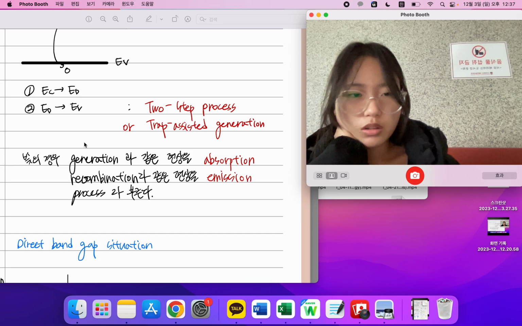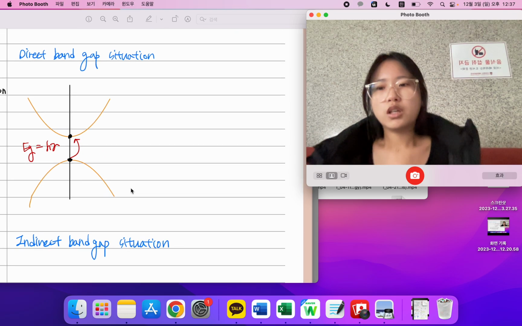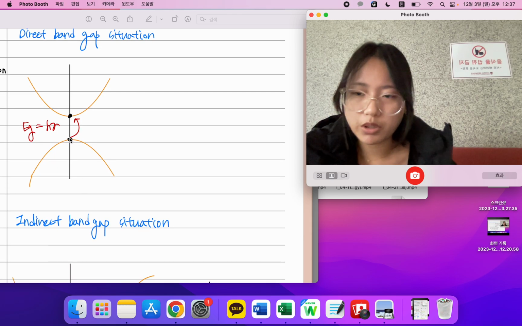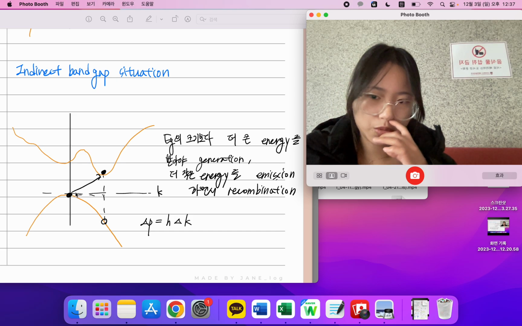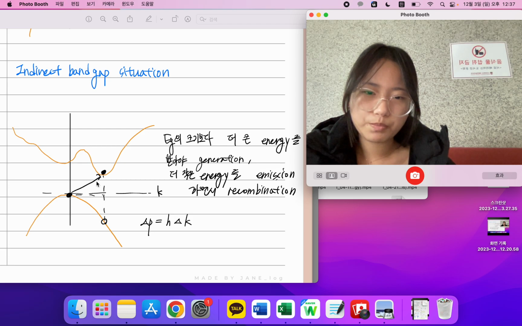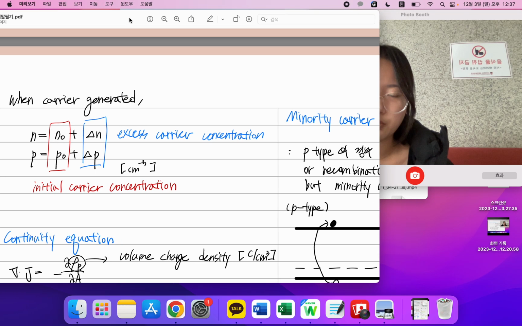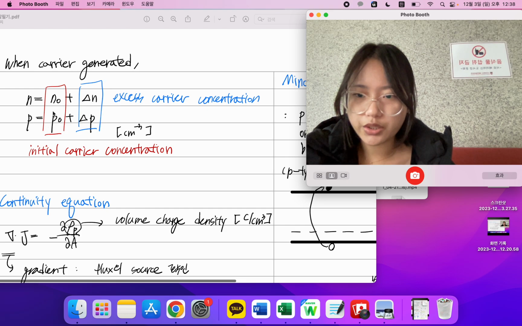So for light, generation is an absorption process and recombination is an emission process. If I have the direct band gap situation, then the mobile carrier moves from the valence band to the conduction band directly. But in the indirect band gap situation, the mobile carrier doesn't move directly from the valence band to the conduction band, so the mobile carrier gives more energy than the energy gap. So we can derive the carrier concentration is n0 plus delta n. Delta n is the excess carrier concentration, and n0 is the initial carrier concentration.